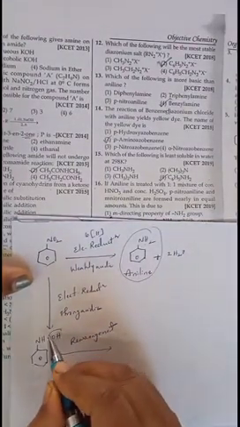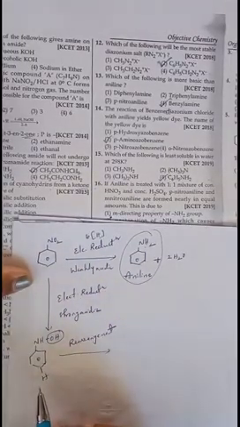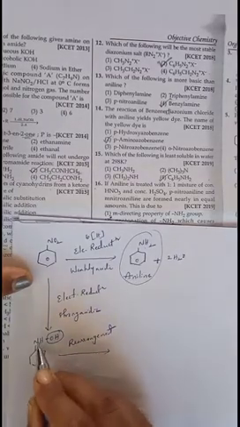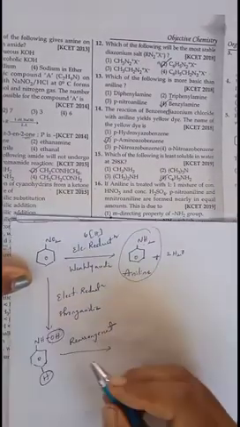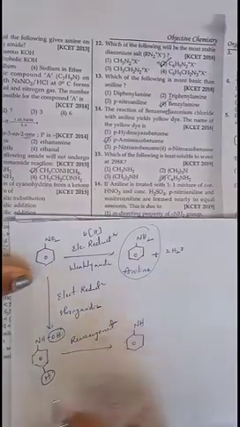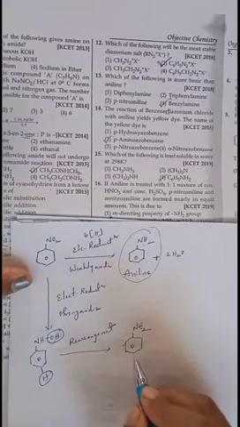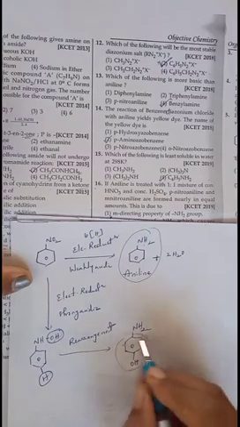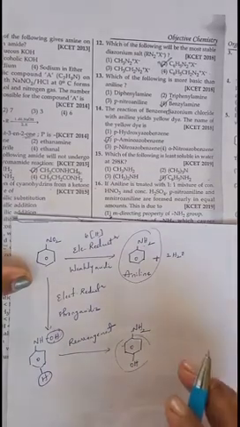Then what happened? OH from here is removed and it is attached to the para position. At the para position you can see the presence of one hydrogen. This hydrogen is removed and added to NH, converting NH into NH2. Then the OH group is added to this para position. So we get NH2 from the para hydrogen, and the OH is rearranged to the para position. This is called para aminophenol. This is phenol, and at para position the amine group is present. We will get para aminophenol as the final product.